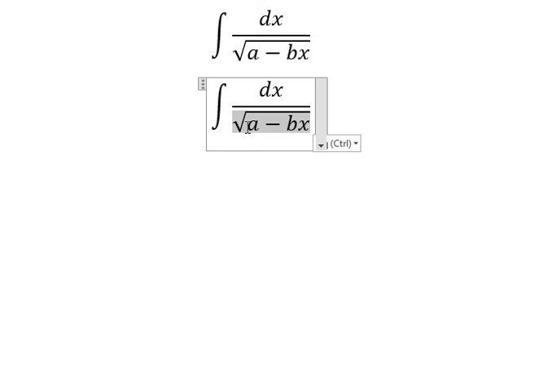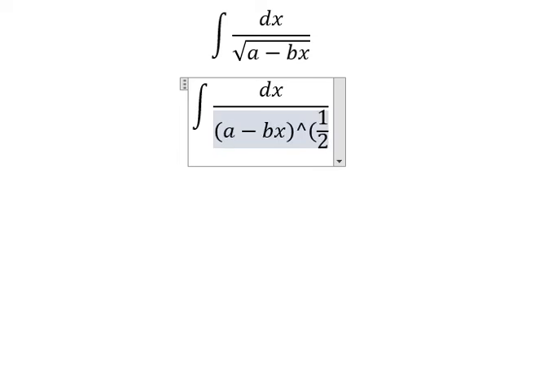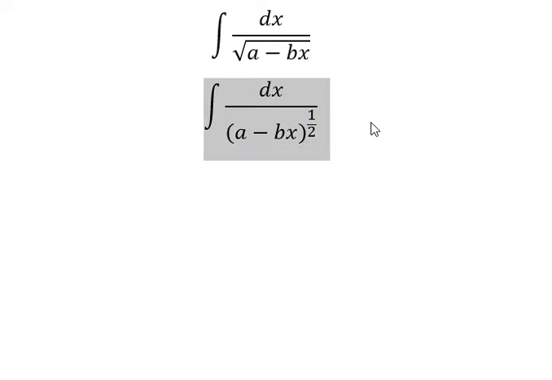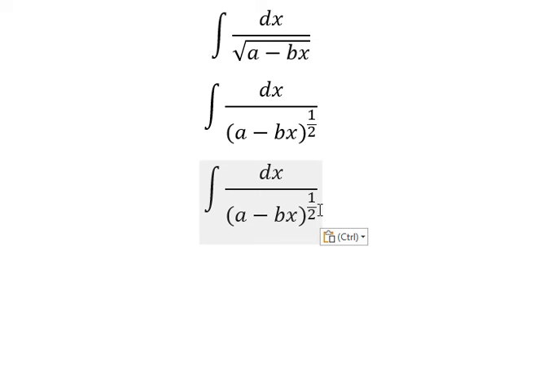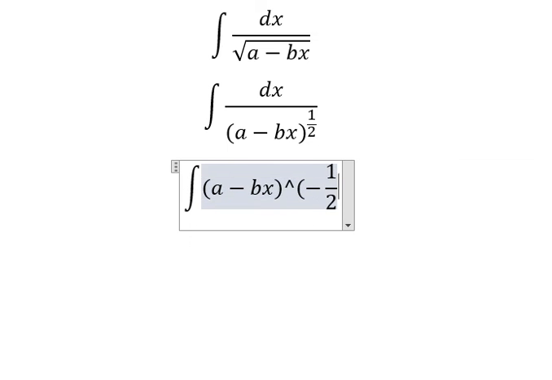The square root we change to (a minus bx) to the power of 1 over 2. Next, if we want to put this one in the numerator, we need to put the negative sign on the power. So that should be like this. So we put the negative next to the power in here.